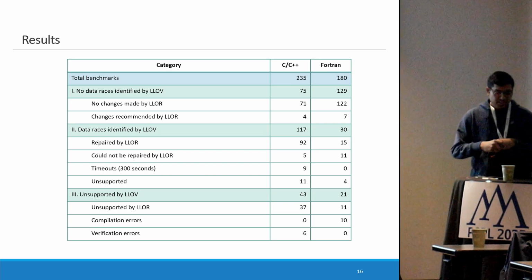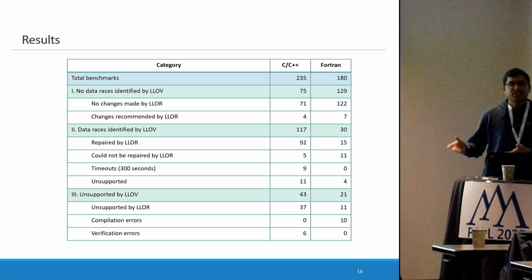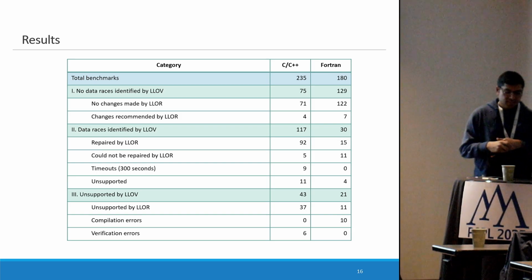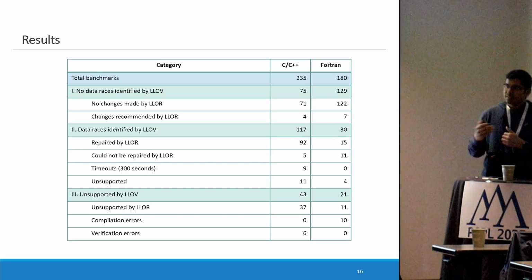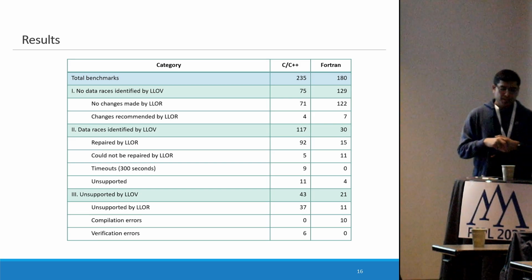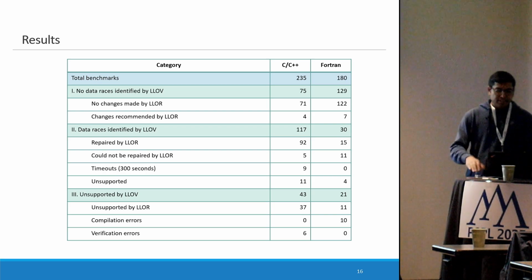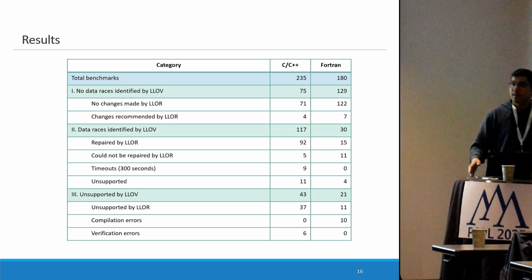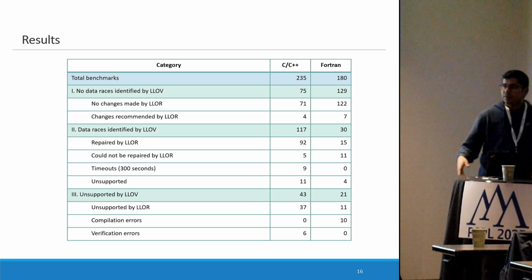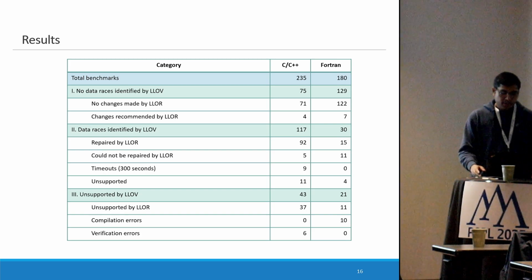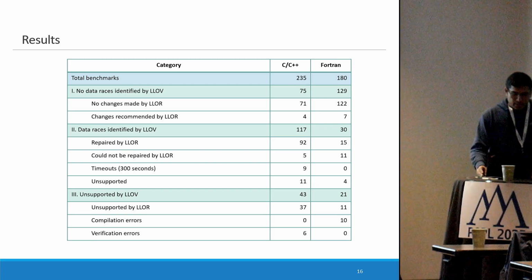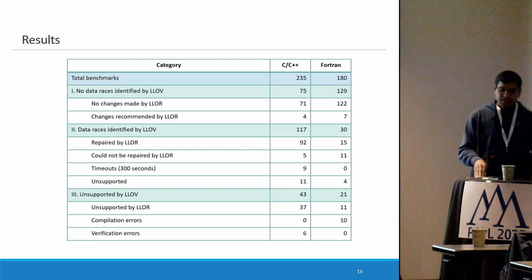So the last category is basically where the verifier does not support the OpenMP constructs, and there are 43 C++ kernels and 21 Fortran kernels, either because there are complex features like the teams construct or, I can't recall. So yeah, there are multiple constructs that are not supported by the verifier. Probably if we had used a different verifier, those could also be supported, and LLOR could have detected or modified the source program. And some of them had compiler issues, like 10 of them.